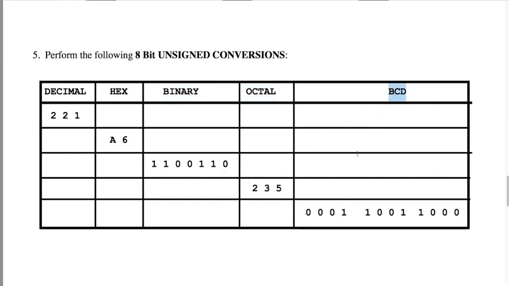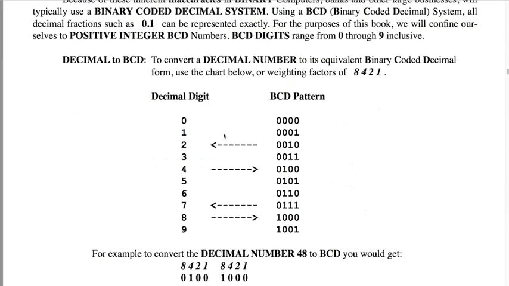BCD, if you look it up, stands for binary coded decimal. What does that mean? Well, if we look here, that means that every decimal digit from 0 to 9 is coded up as a 4-bit binary number. Notice it's sort of like decimal to hex, except there's no A, B, C, D, E, or F patterns. There's just 0 to 9.